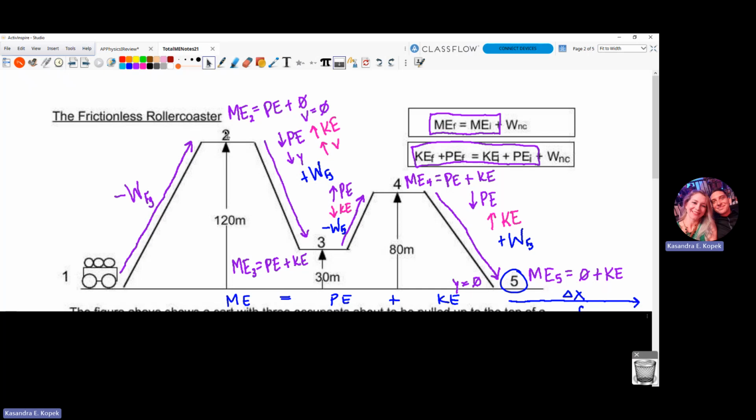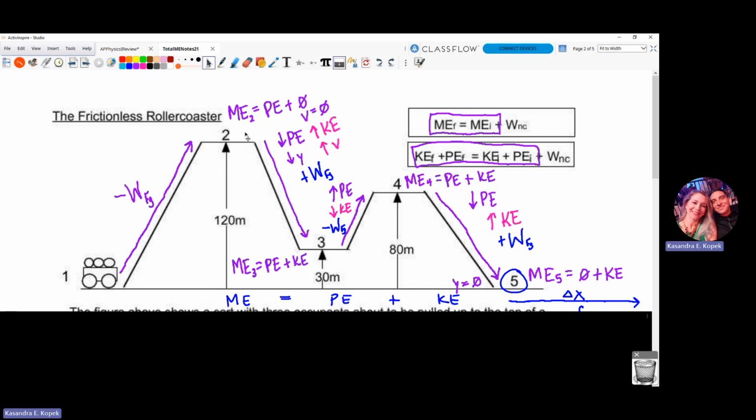Once you reach that point, you'll notice that that is the tallest point of the entire roller coaster. The car will never go taller than that point, okay? That's where we gain the total energy of the system for the rest of the ride.